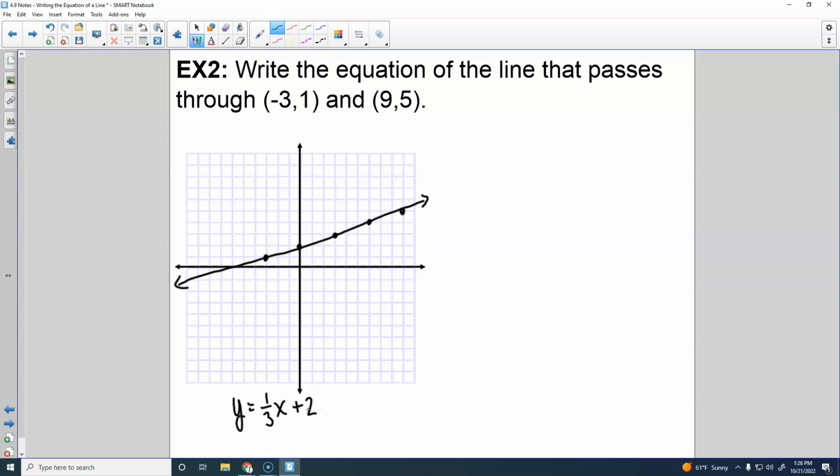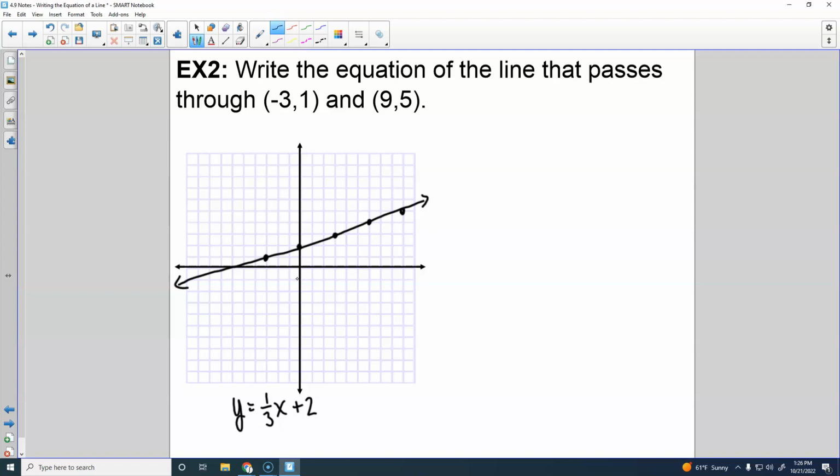Okay, so with a slope of 1/3, you go up 1 over 3, up 1 over 3, up 1 over 3. That'll get you to this point over here. The y-intercept right there is at 2. So if I graph this, it looks good. But I also want us thinking about how to do this algebraically.